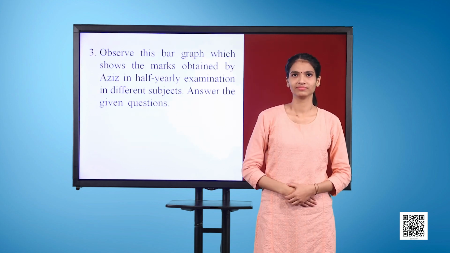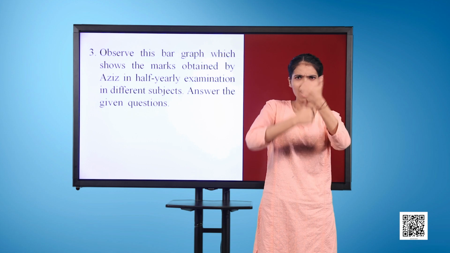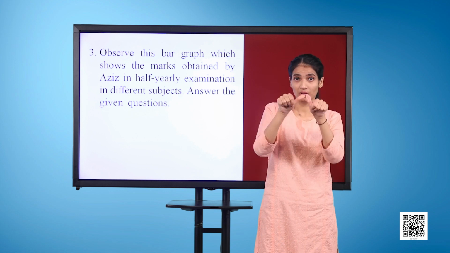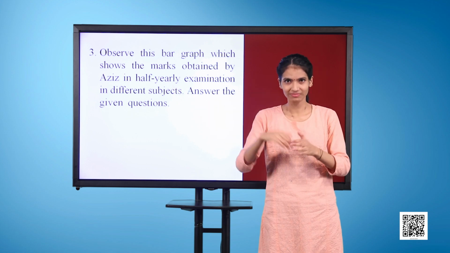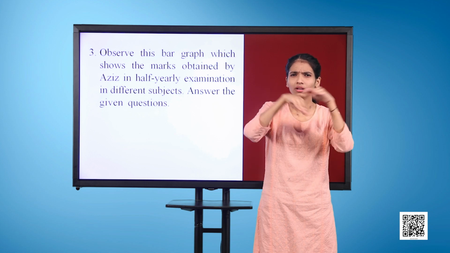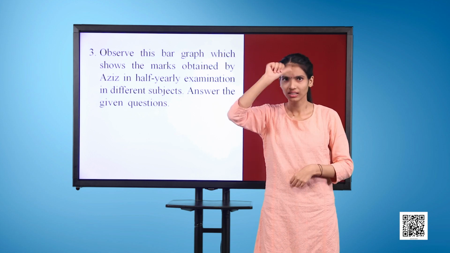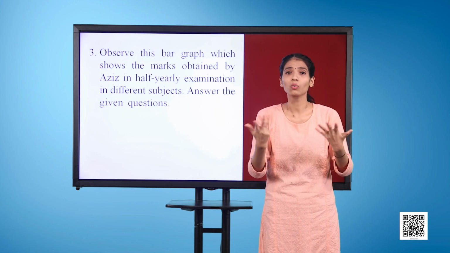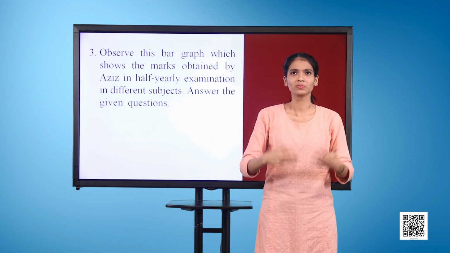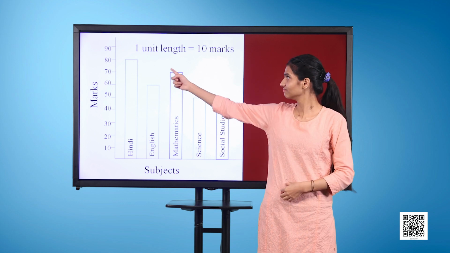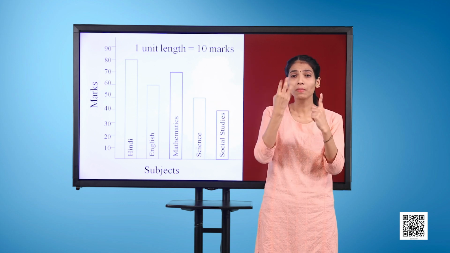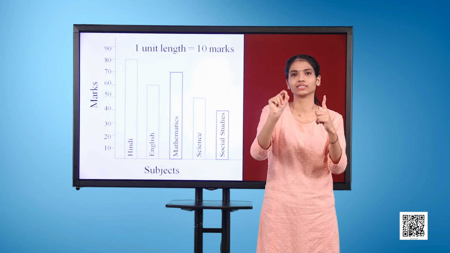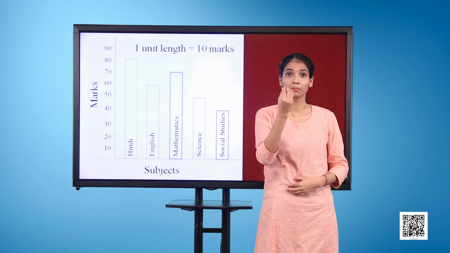3. Observe this bar graph which shows the marks obtained by Aziz in half-yearly examination in different subjects. We have the bar graph showing subjects in respect to the marks obtained. One unit length is equal to 10 marks. Answer the given questions.